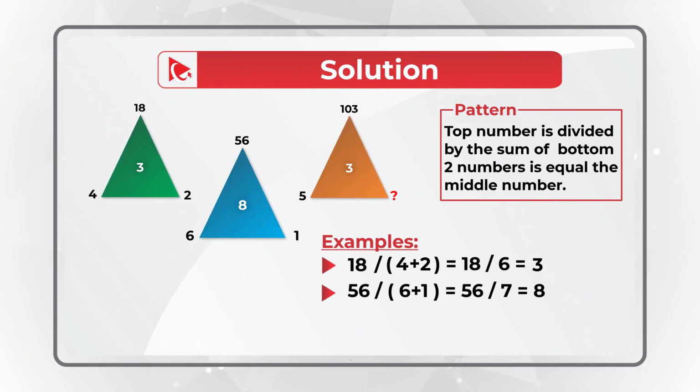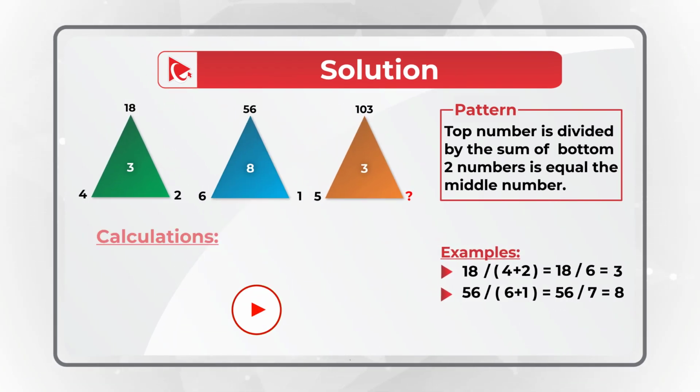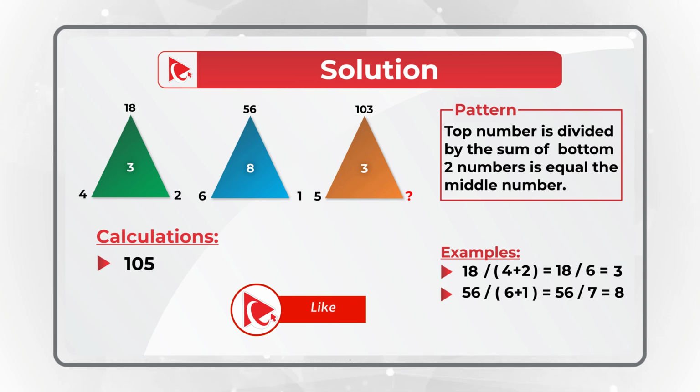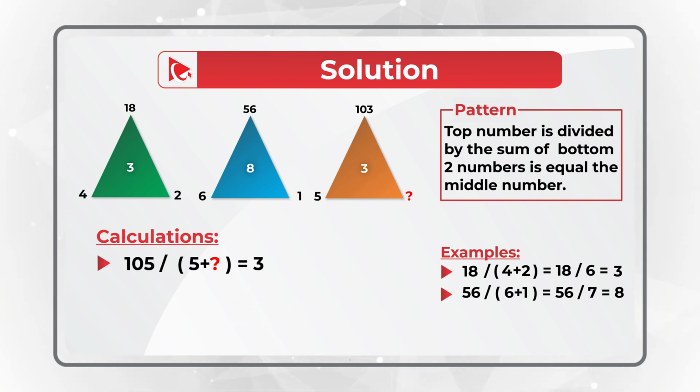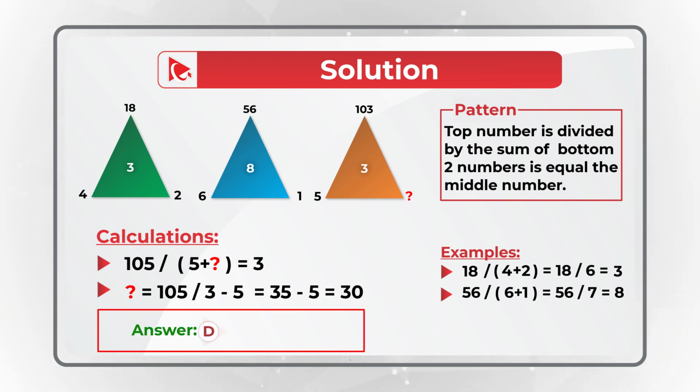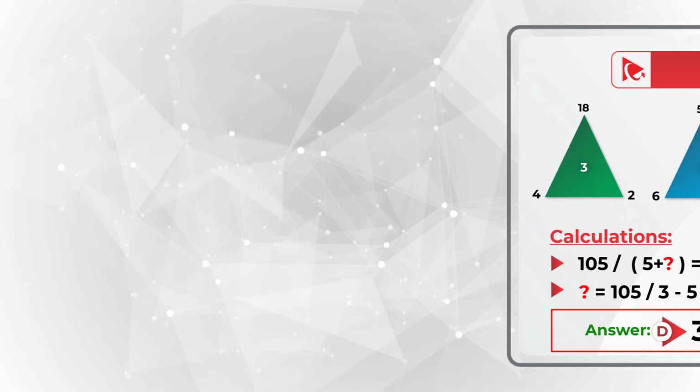So to calculate the missing number, we need to build an equation. 105 divided by 5 plus missing number equals 3. To calculate the missing number, we need to divide 105 by 3 and subtract 5. 35 minus 5 equals 30. So the answer is choice D, 30. Hopefully you've nailed this question and now can easily solve these types of challenges on the test.